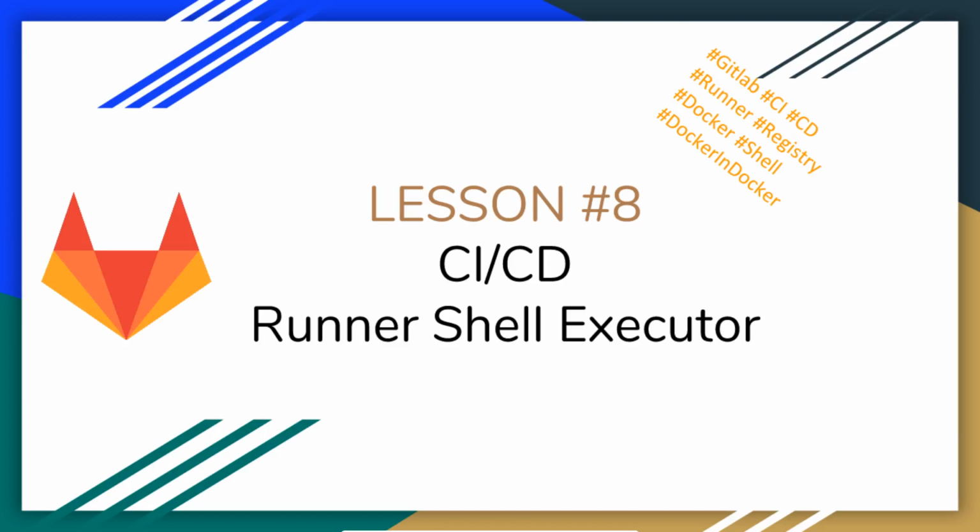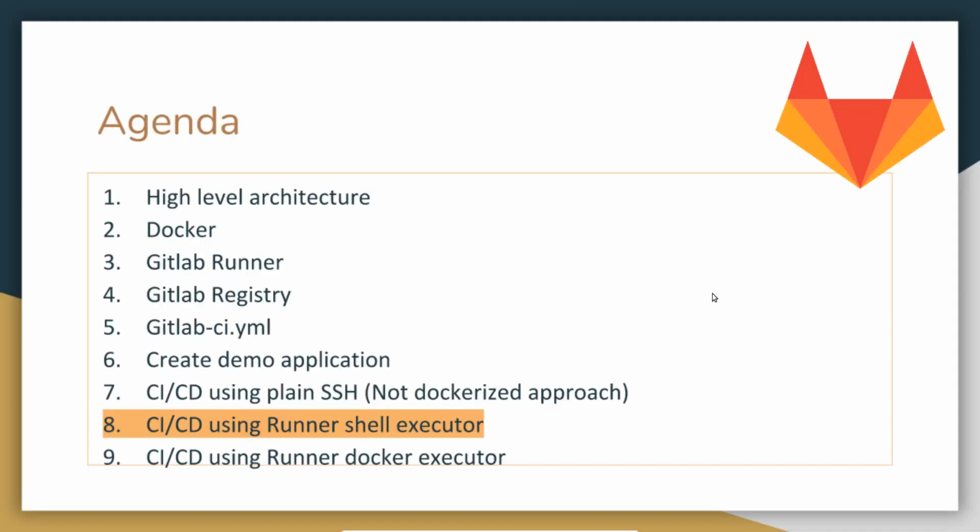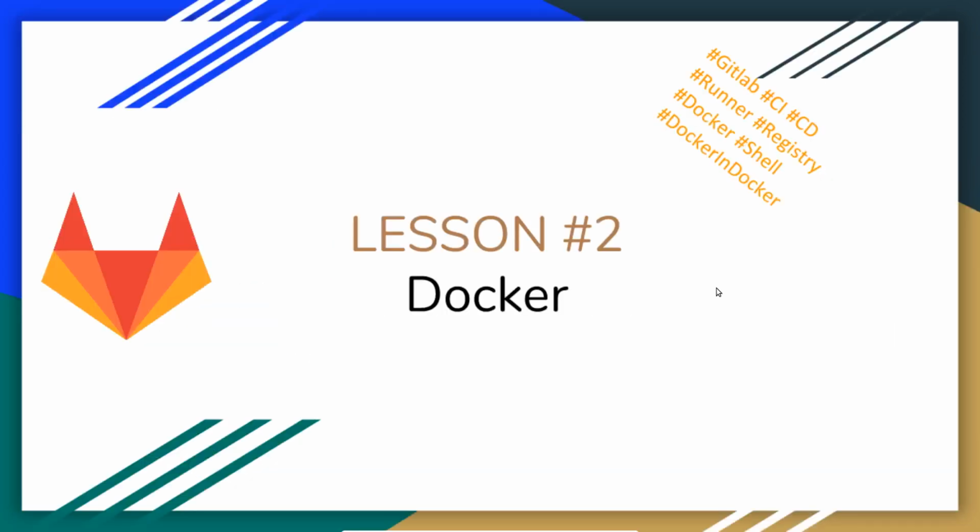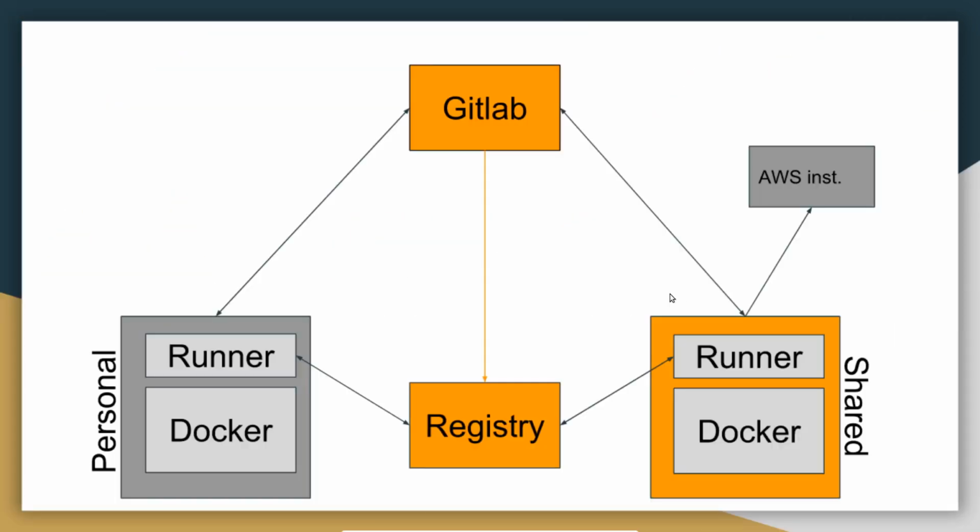Hello everyone, this is lesson number 8, and in this case we are going to talk about the GitLab runner using the shell executor. Okay, let's start. As you remember, in the previous lesson we were talking about using plain SSH. We just accessed by command line, we deployed, we installed all the dependencies into the machine we were working on, and all that stuff was completely manual. In this case we are going to use the shell executor.